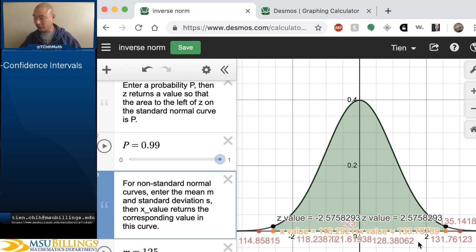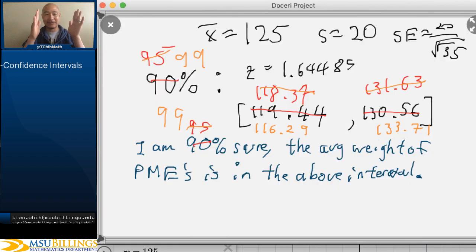Great. Right, and so we can see again that I bumped my values out even wider, right? From 119 for 90% to 118 something for 95 to 116.29 for 99. So these values get smaller, these values get larger, 130, 131.63, 133.71. So the more confident I want to be, then the wider I have to cast my net, right? And so I'm 99% sure that the average weight is going to be between 116.29 pounds and 133.71 pounds.